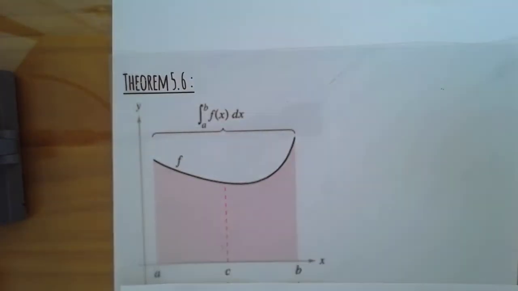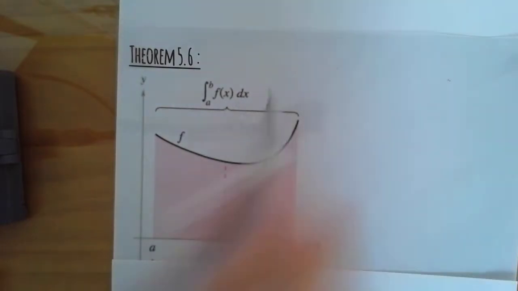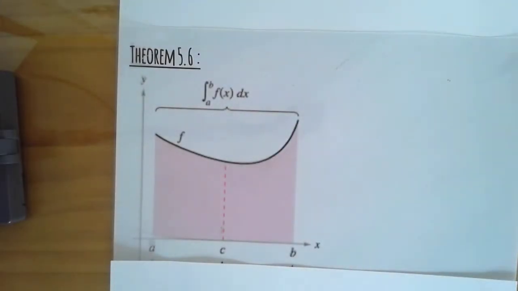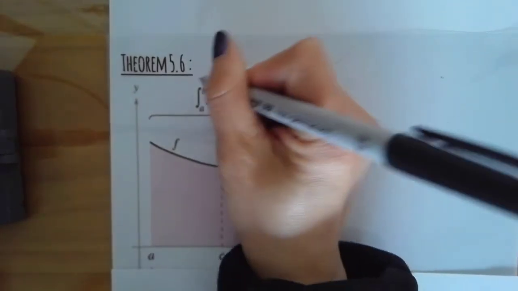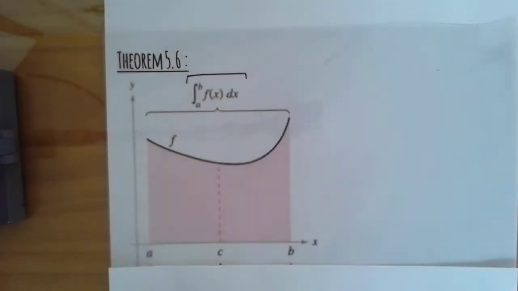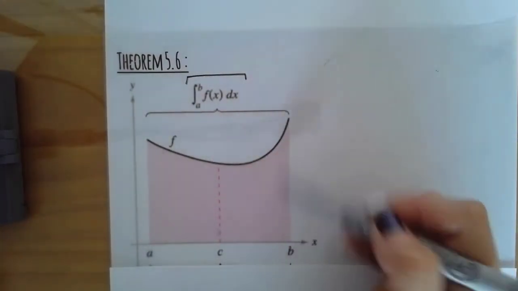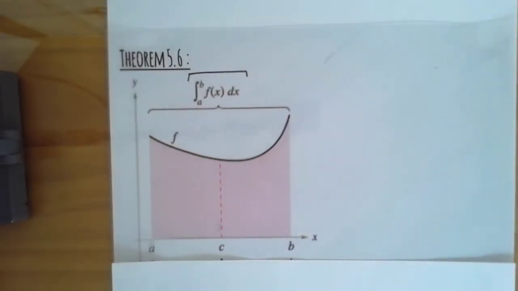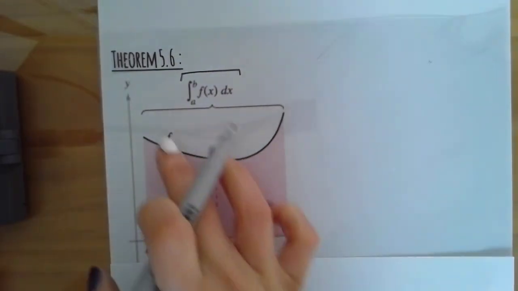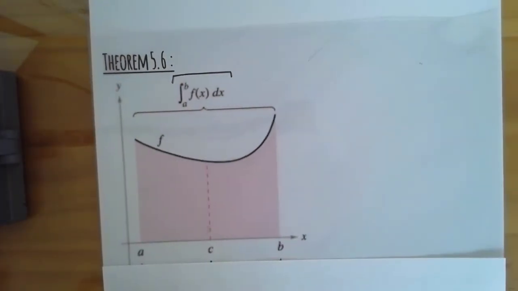Okay, so I have this integral here, the integral from a to b, right? I'm integrating from a to b. And I have this function here that I'm integrating. We have two vertical lines, it's continuous, so it's integrable, right? Okay, so I want to tell you a couple things. You see the c is just some point along this function, right?